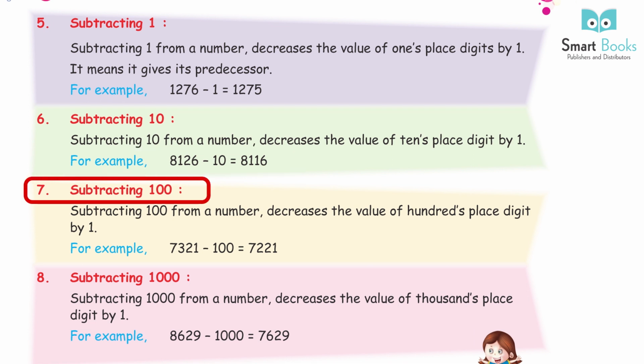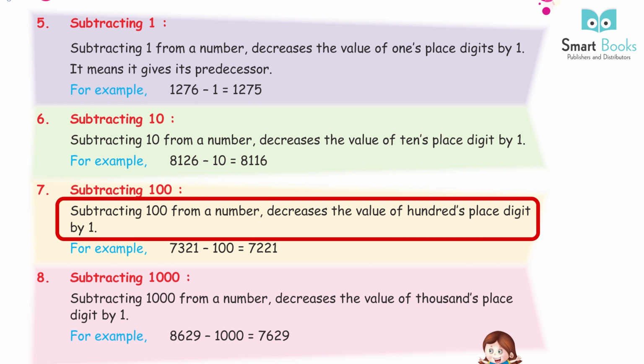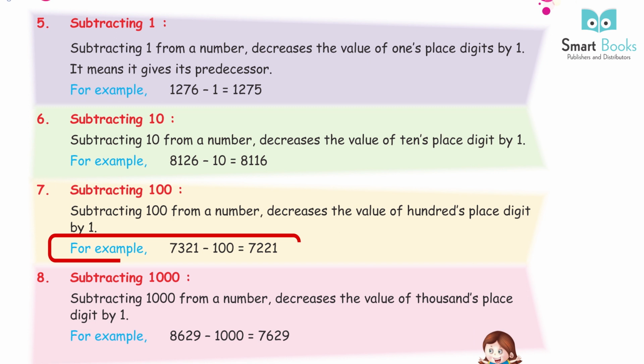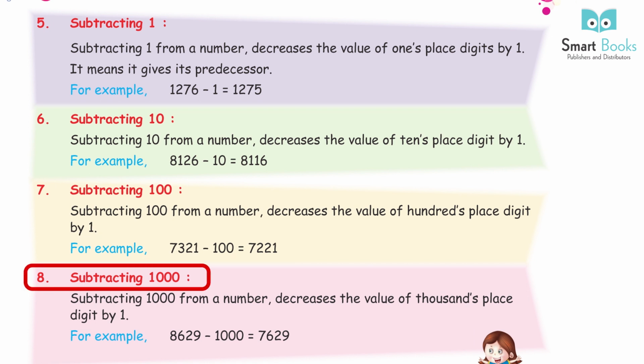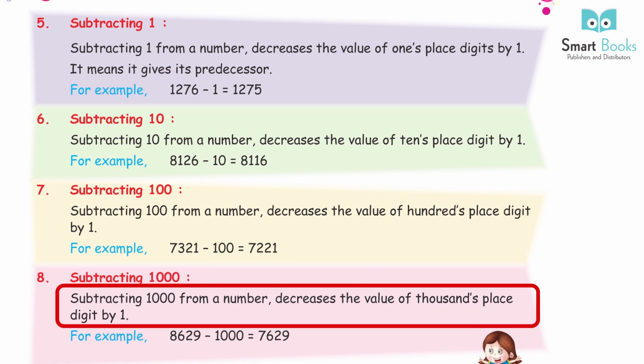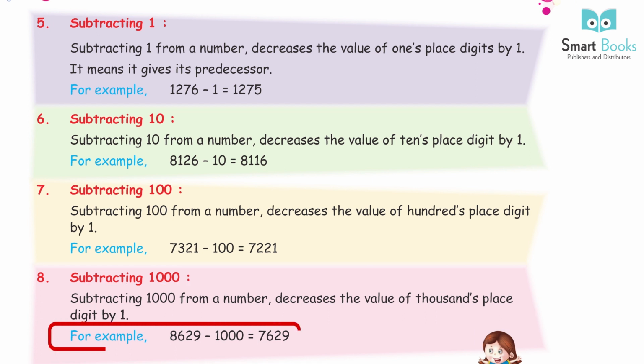7. Subtracting 100. Subtracting 100 from a number decreases the value of 100's place digit by 1. For example, 7321 minus 100 is equal to 7221. 8. Subtracting 1000. Subtracting 1000 from a number decreases the value of 1000's place digit by 1. For example, 8629 minus 1000 is equal to 7629.